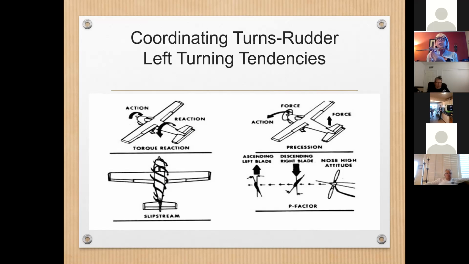The second one is precession, which is here. So the force and the action.